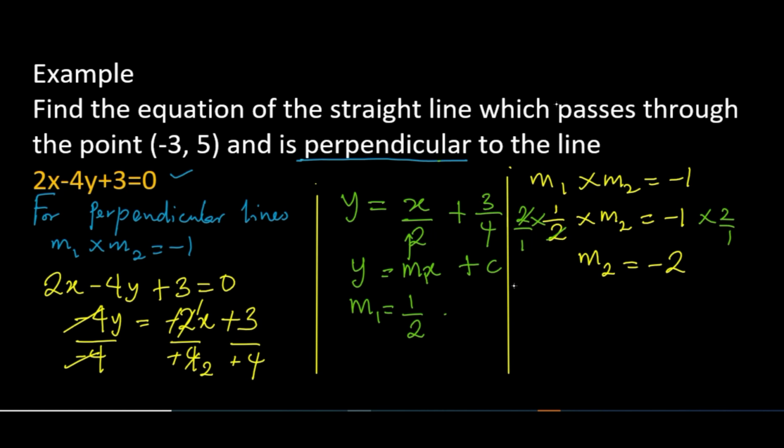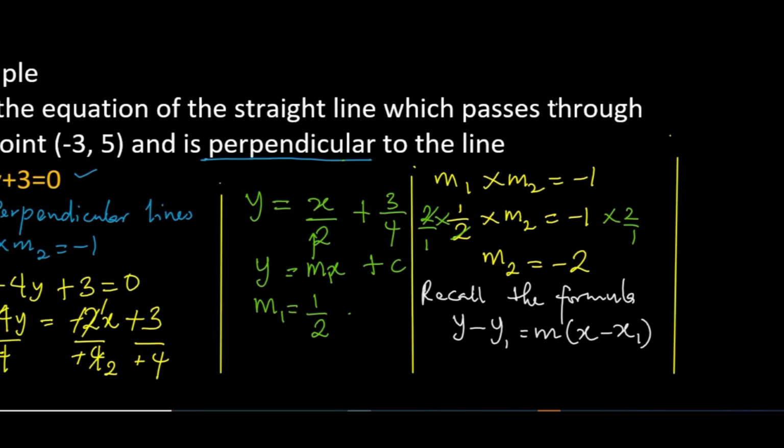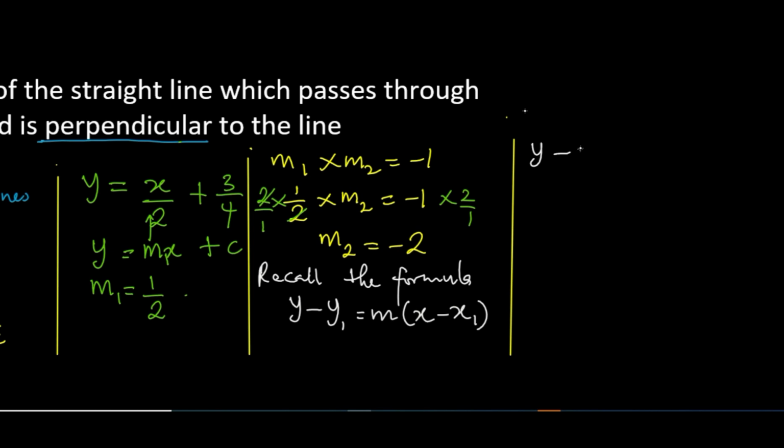So this point now will become the x1 and y1. But let us recall the formula first to solve the equation of a straight line. We have y minus y1 is equals to m into bracket x minus x1. The minus 3 is x1, as you have seen there. Okay, 5 is y1. Okay, we plug in everything.